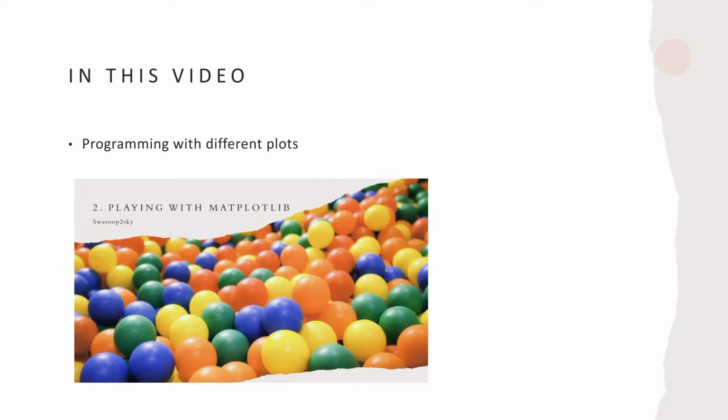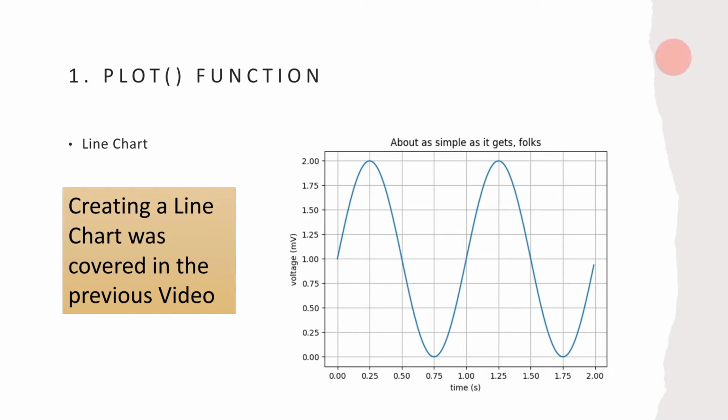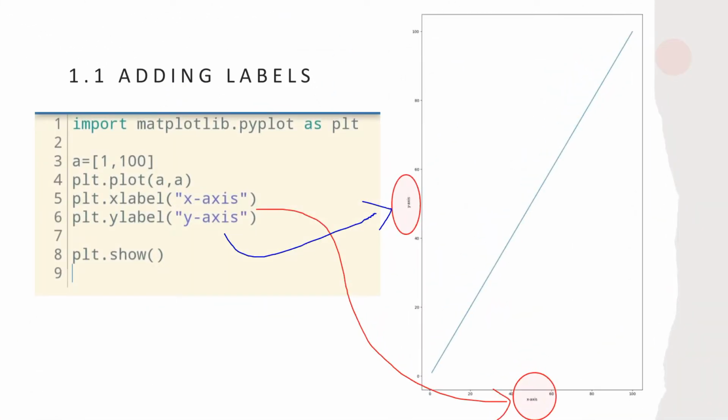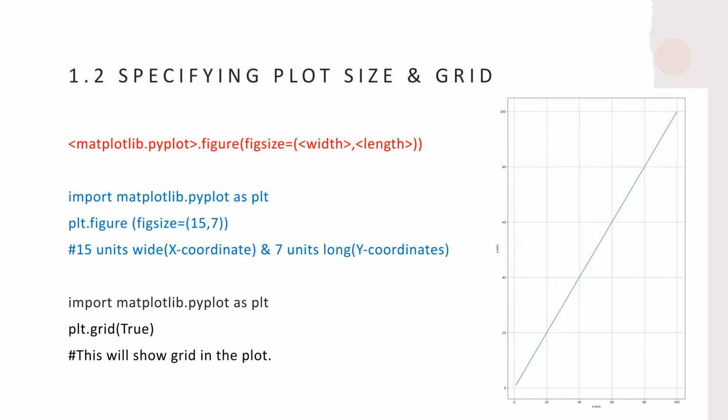So let's start. In this video we are going to deal with different plots. The first plot is our line, which we made earlier. We can see it here, a curvy graph like a sinusoidal curve. Going back to the previous program, we add some attributes to it. One of them is labels, x label and y label. Here x label means this thing down here, and y label means this thing here. This is a representation of the data. Moving forward with specifying plot size and grid.